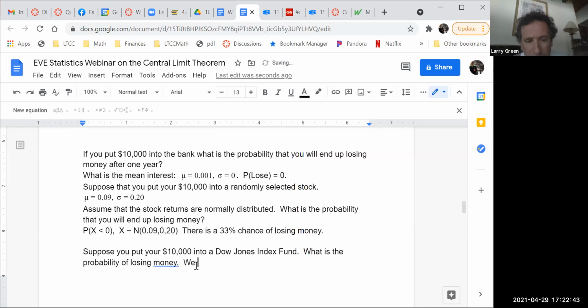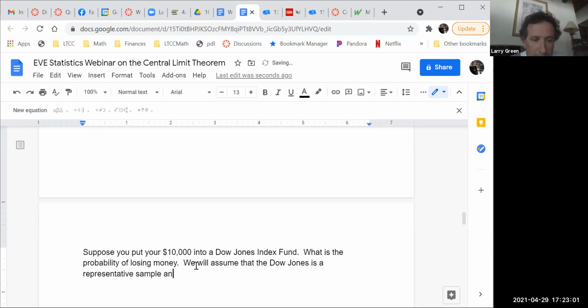And we're going to assume that the Dow Jones is a representative sample, and that the stocks are independent of each other. Which they're not quite. So I'm letting you know there's an assumption which is not quite right. It turns out that if you do it long term, then it's a decent assumption. But for 1 year, it's probably not a good assumption. But if you do it over, say, an 18-year time, a little more than 17 years, then this assumption is fine.